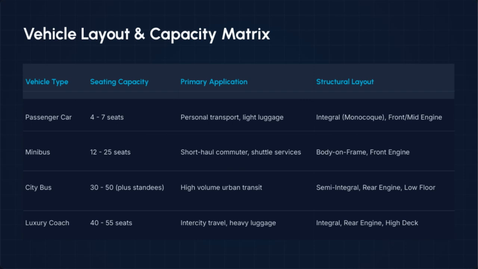Finally, the luxury coach, with seating capacities ranging from 40 to 55. These are used for intercity travel or long-distance journeys, often accommodating heavy luggage. Structurally, they are integral vehicles with a rear engine and a high deck, focusing on passenger comfort and capacity. Overall, this matrix highlights how vehicle design is closely aligned with its intended application and passenger capacity, emphasizing the importance of choosing the right layout for specific transportation needs.